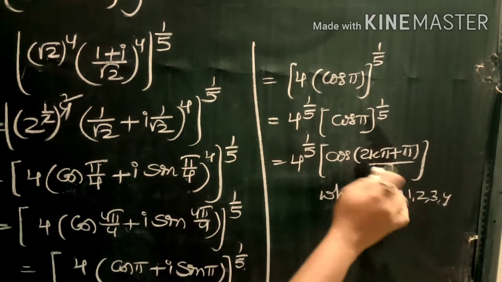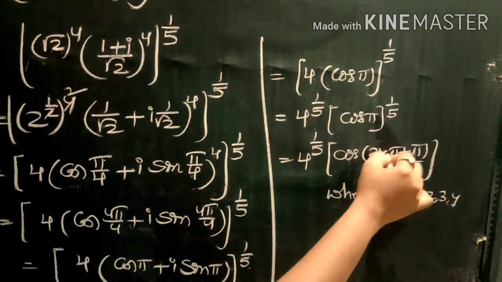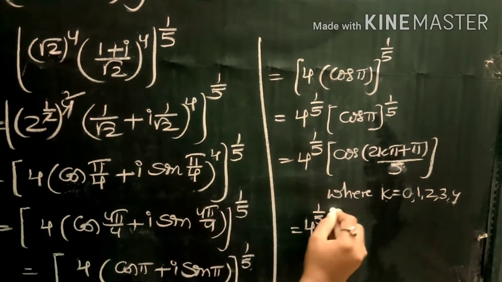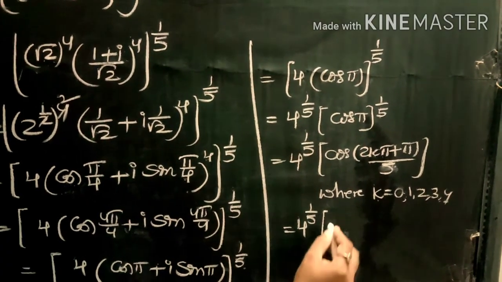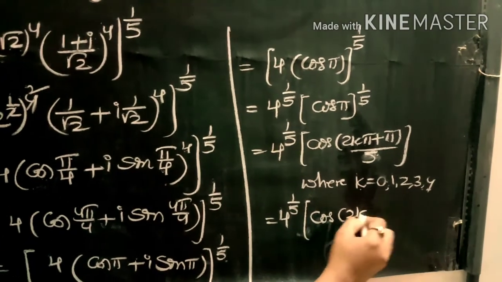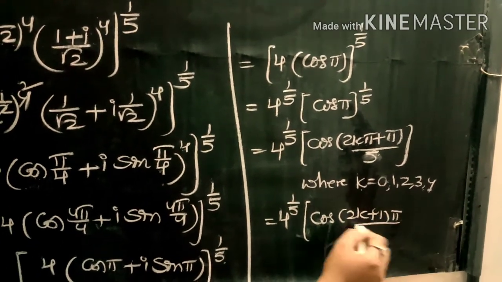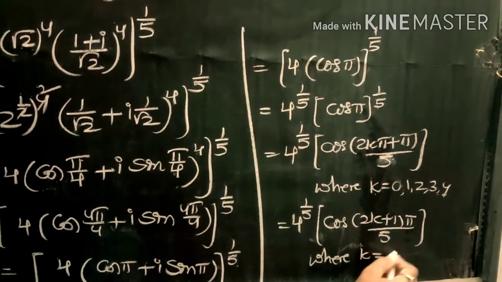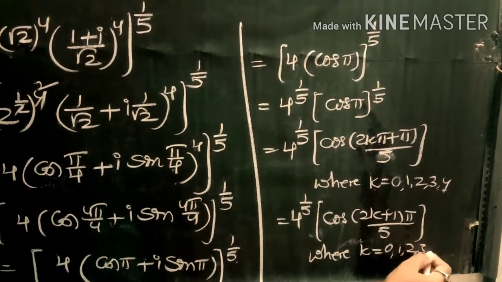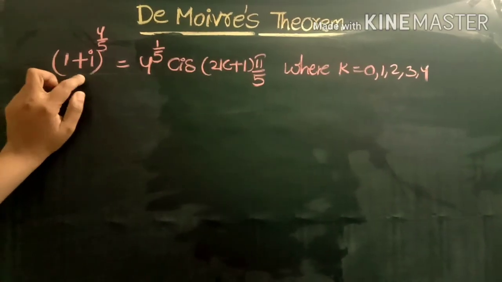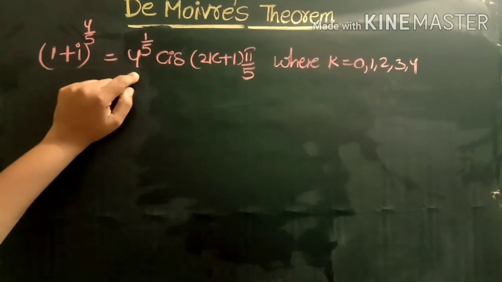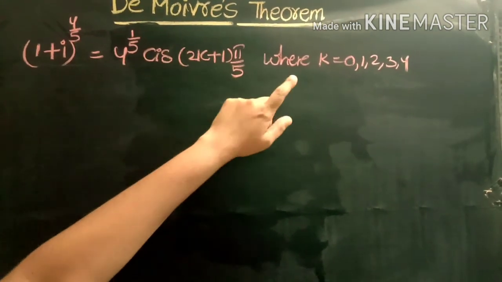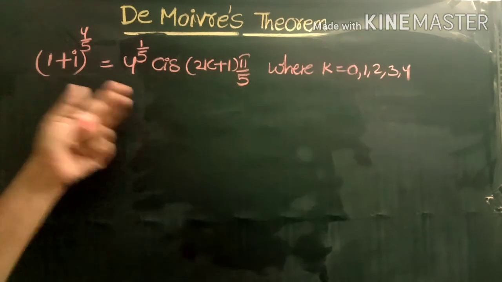Here n is equal to 5, (2k pi plus pi) by 5, and this is 4 power 1 by 5 into, taking pi common, (2k plus 1) into pi by 5, where k is equal to 0, 1, 2, 3, 4. Therefore, all values of (1 plus i) power 4 by 5 is equal to 4 power 1 by 5 into cis of (2k plus 1) into pi by 5, where k is equal to 0, 1, 2, 3, 4. These are all values of the given expression.